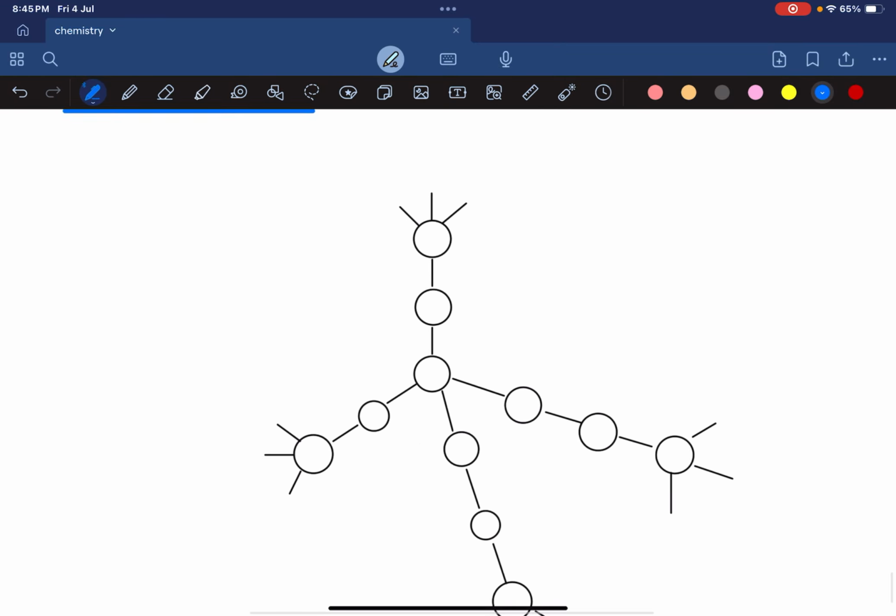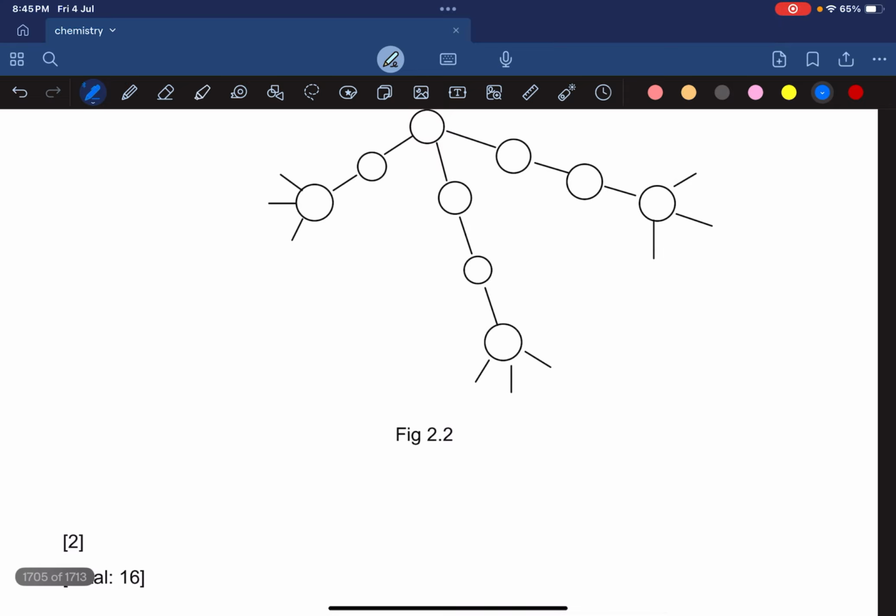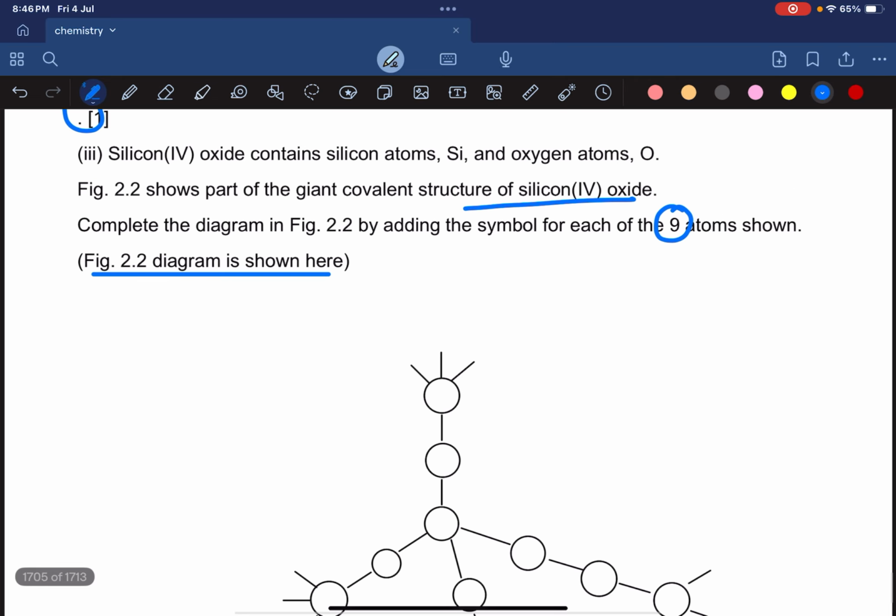Now, a little bit of your concept testing is going to be done over here. Originally, on the exam paper, the diagram was almost the same. I just tried to replicate it as well as I can. And now you just have to understand one thing. Silicon and oxygen. Silicon IV oxide, it's not silicon dioxide. It's simply SiO2, okay? Now, what it was originally was Si2 and O4. I'm telling you about the original thing.